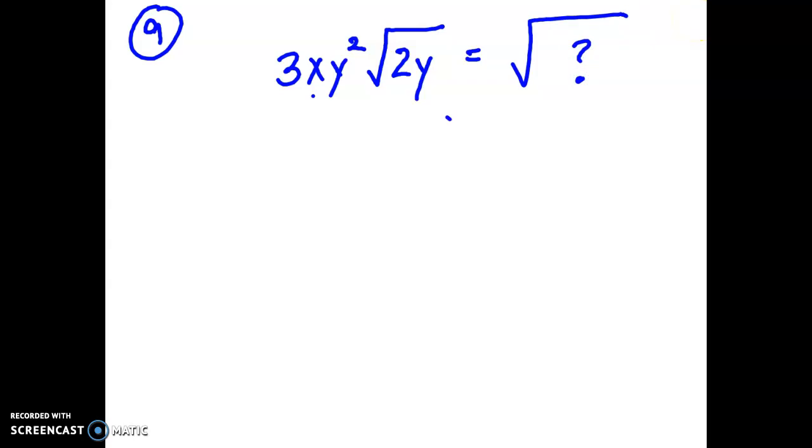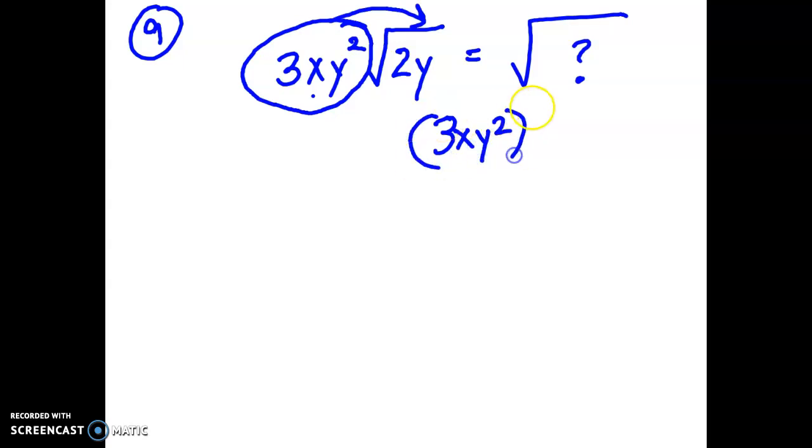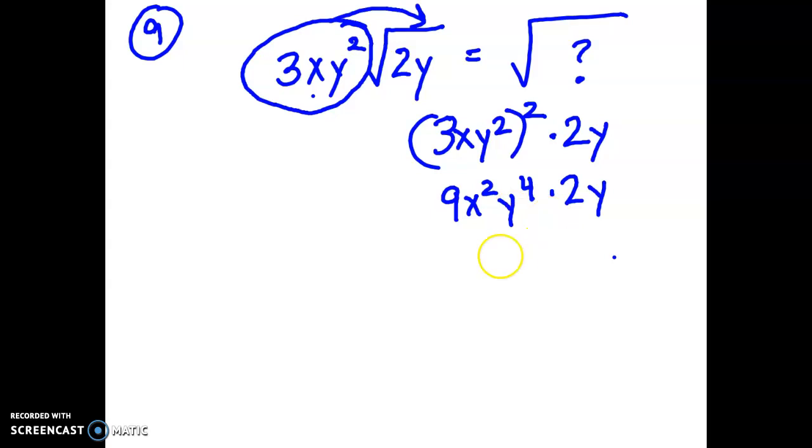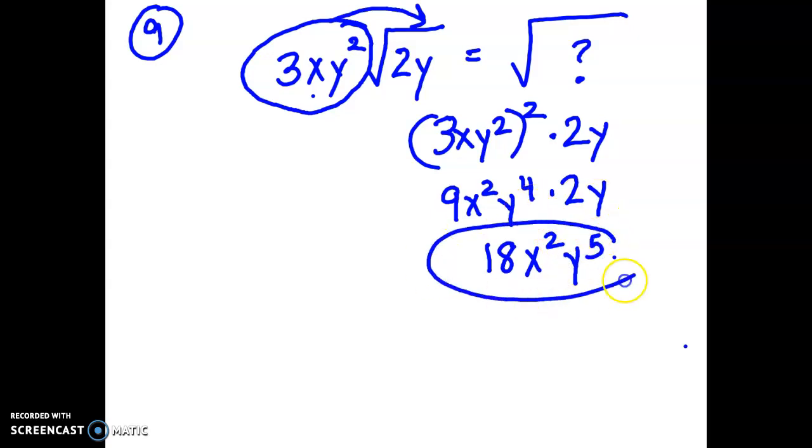Okay, coming back now, we're going to take what's on the outside and put it back on the inside. Our index is 2, so we're going to take everything on the outside, 3xy squared, and square it. And then we're going to multiply it by 2y. 3 squared is 9, x squared, y to the fourth. I took every factor and squared it, and I multiplied by 2y. 9 times 2 is 18. We've got x squared, and then y to the fourth times y is y to the fifth. And there's your answer.